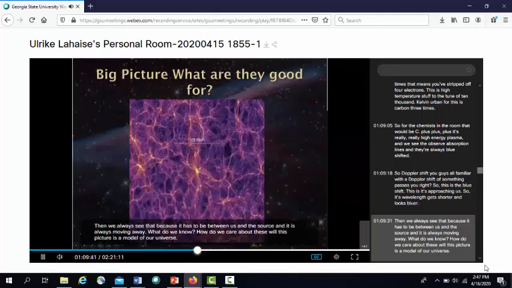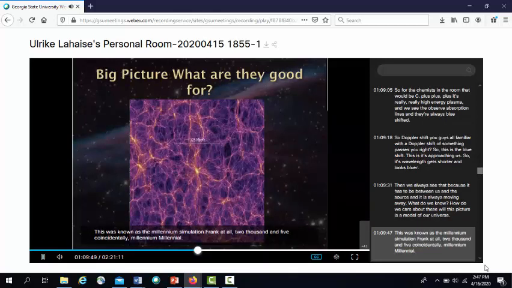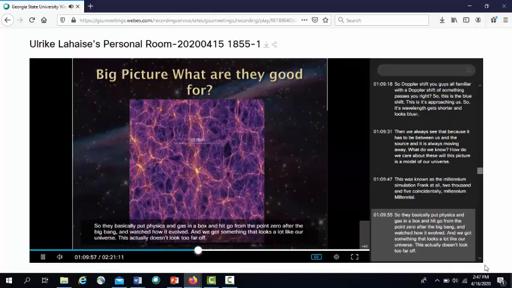What do we know, or why do we care about these? Well, this picture is a model of our universe. This was known as the Millennium Simulation, Frank et al. 2000, coincidentally, millennial. So they basically put physics and gas in a box and hit go from the point zero after the Big Bang and watched how it evolved. And we got something that looks a lot like our universe.